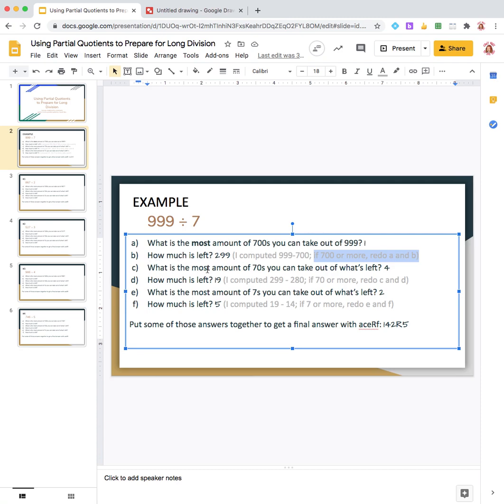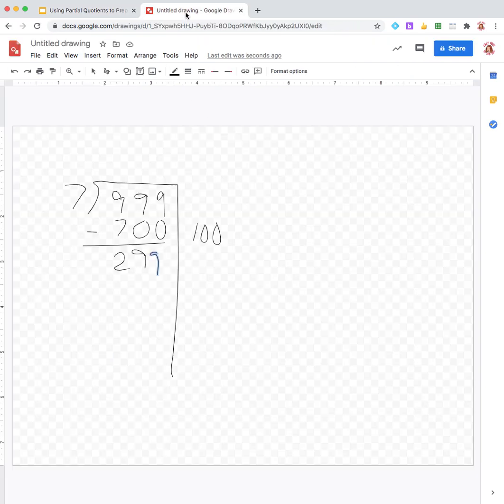Now the next question says, what's the most amount of 70s you can take out of what's left? So again, back to this partial quotients model. Let's say I didn't guess the right thing right away. And I said, oh, I can take out 210. Because that's a math fact I know pretty well, 7 times 3 is 21. So I put a 30 over here. And then when I do the subtraction now, I have 89 left.